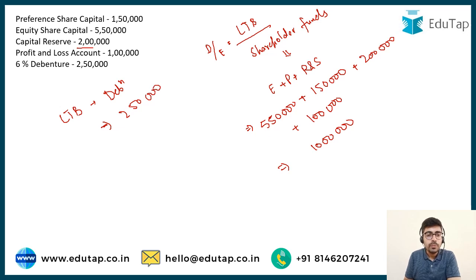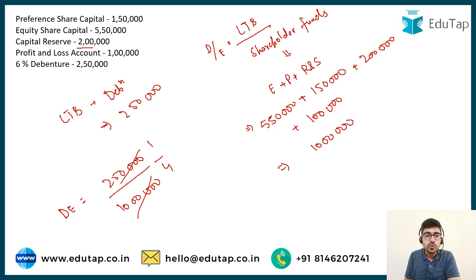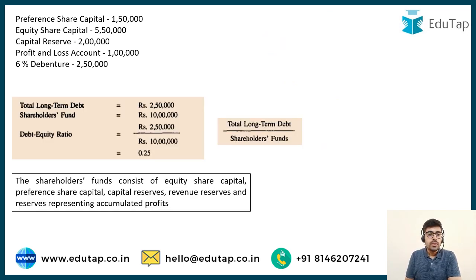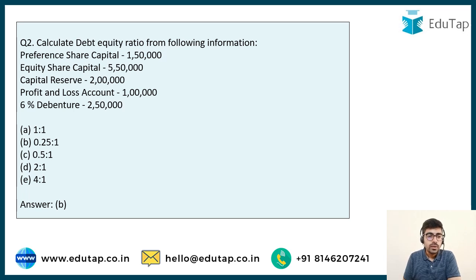So if we try to compute the debt equity ratio, this is going to be 2,50,000 divided by 10 lakh. So solving it, it would be simply 1:4. Okay, the ratio is going to be 1:4, or you can say 0.25 is going to be the ratio. So now we have solved the question here and you can see that the answer is 0.25 as is being solved here. So definitely we can mark out option number B as the right answer to this question.